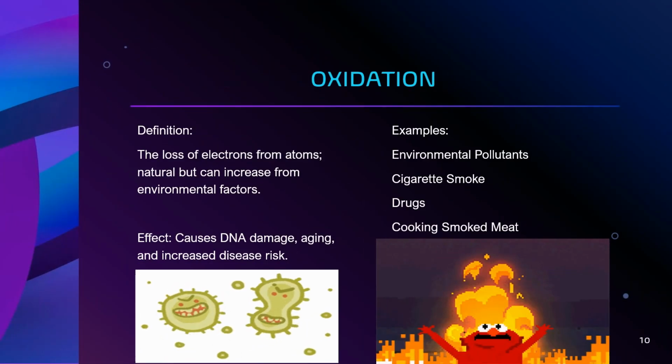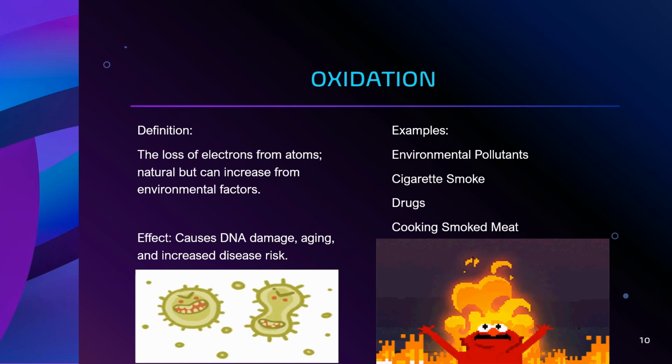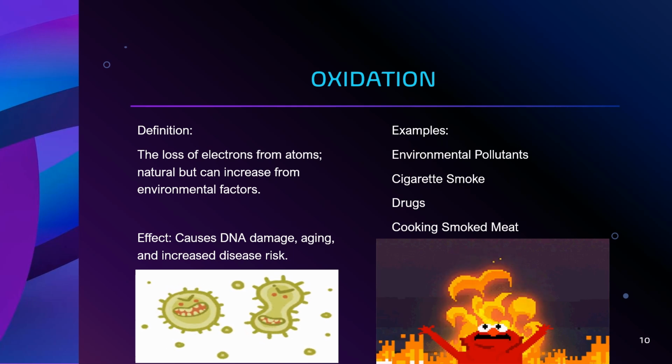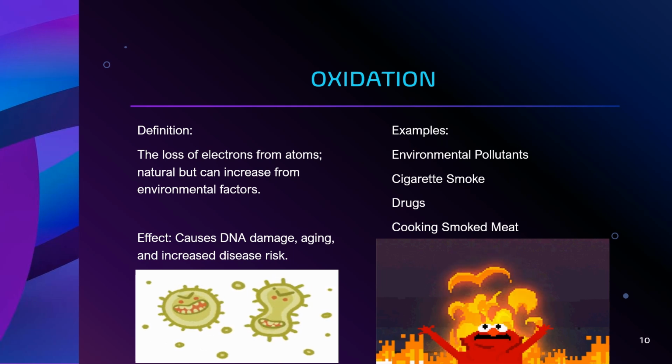The second one is oxidation. Oxidation is a common chemical process that happens when atoms lose electrons. Oxidation of cells occurs naturally in the body, but it can increase by environmental pollutants, certain drugs, cigarettes, or very normal activities such as cooking smoked meat.